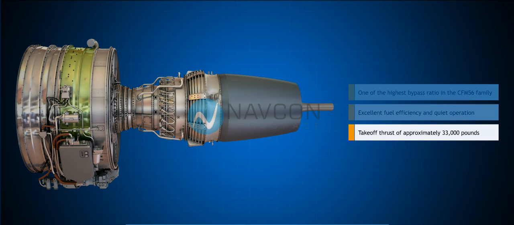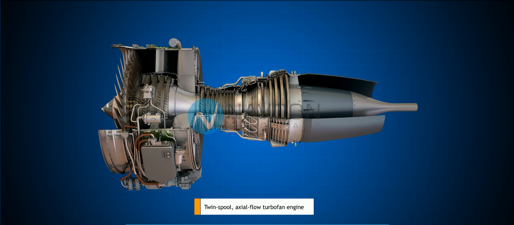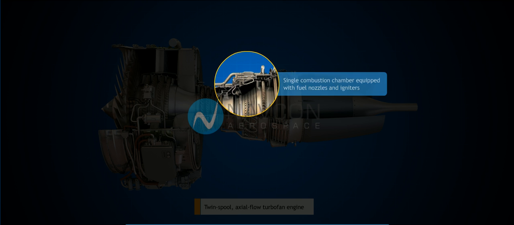This engine can deliver a takeoff thrust of approximately 33,000 pounds. The engine is a twin-spool axial-flow turbofan engine. The engine has a single combustion chamber equipped with fuel nozzles and igniters.